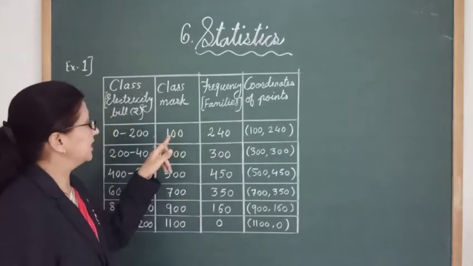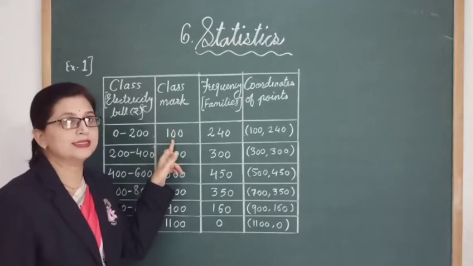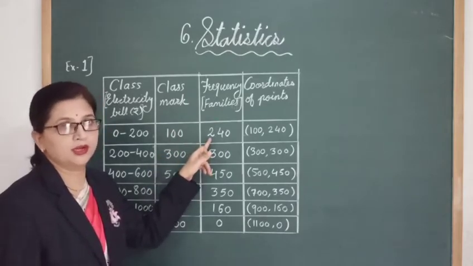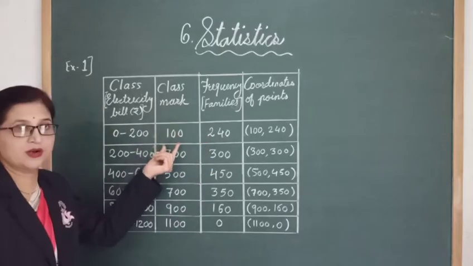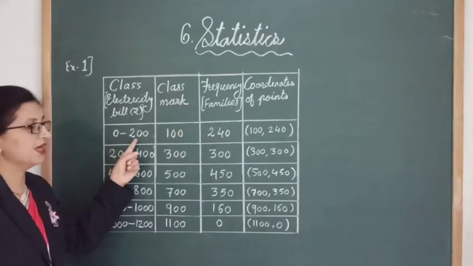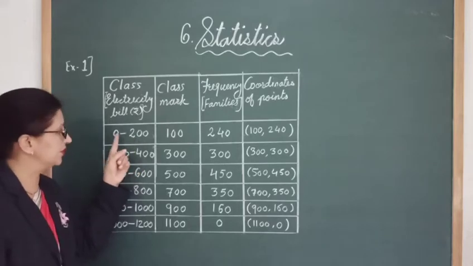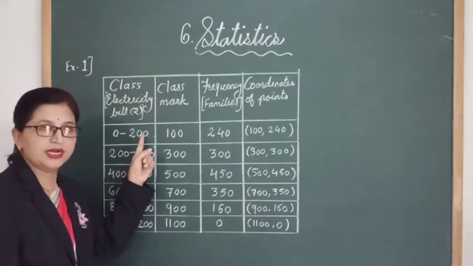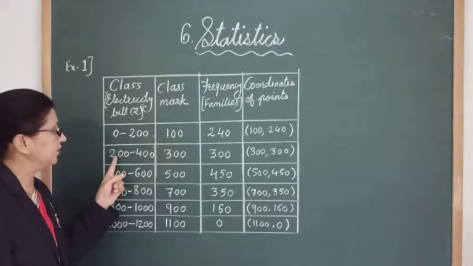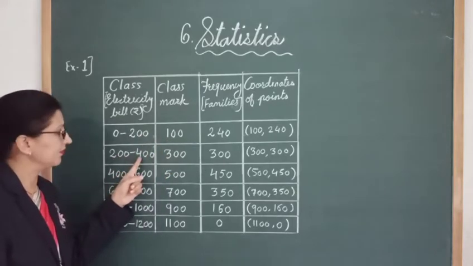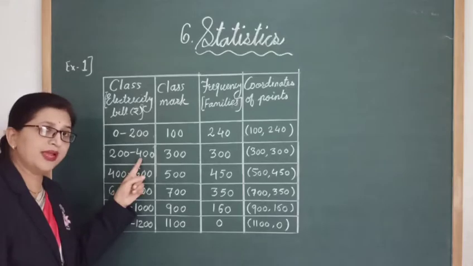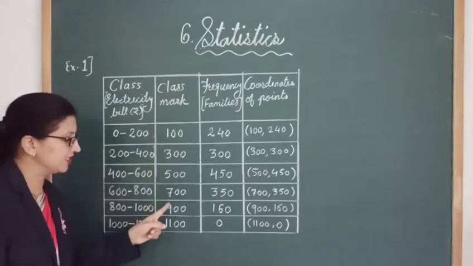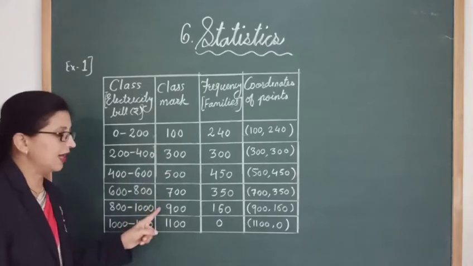So here this is the class mark. We will take it as the x coordinate and this frequency will be the y coordinate. Okay? Now let's see how to find out the class mark. So lower limit plus upper limit divided by 2. 0 plus 200 divided by 2, that is 100. Okay? Then 200 plus 400 divided by 2, that is 600 upon 2, that is 300. Okay? So in this way we will find out the class mark.